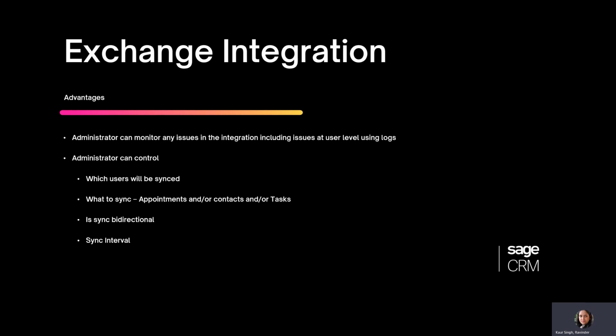When using Exchange integration, your administrator gets a lot of privilege and keeps a lot of things working without user knowledge. For example, the administrator can use the Exchange log and the Exchange integration synchronization management screen to monitor any integration issues. They can control how often the sync will run and whether the sync is bidirectional or not.